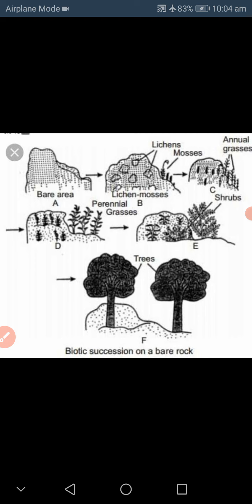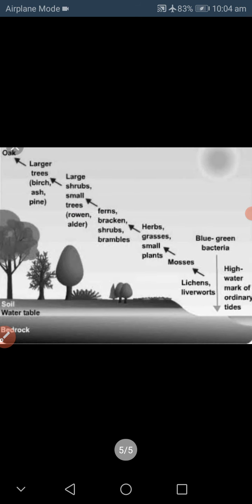This is the image of hydrosere or hydrarch succession. Thank you.